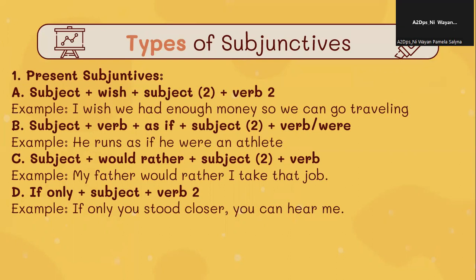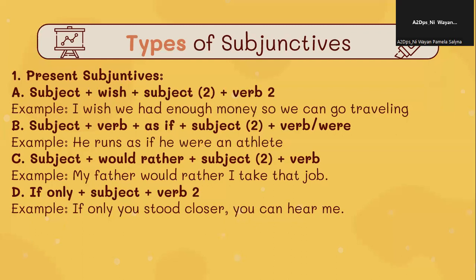The present subjunctive pattern is, first, subject plus wish plus second subject plus verb two. For the example is I wish we had enough money so we can go traveling.